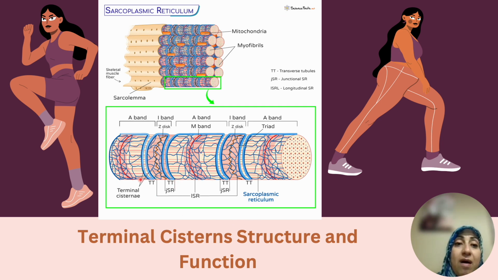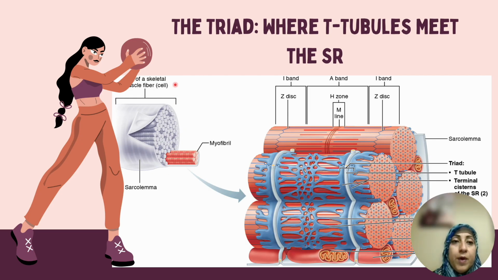Terminal cisternae, also known as lateral sacs, are a large area of the sarcoplasmic reticulum that form perpendicular cross channels at the junction of the A band and I band in a muscle fiber. Where the T-tubule meets the SR, we find a structure called a triad. A triad consists of a T-tubule flanked by two terminal cisternae of the SR. This proximity is essential for efficient communication between the electrical signal and calcium release.